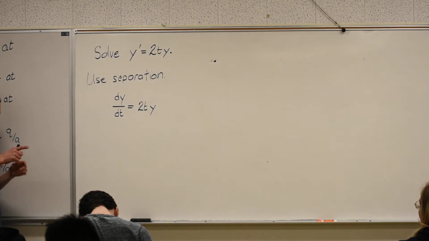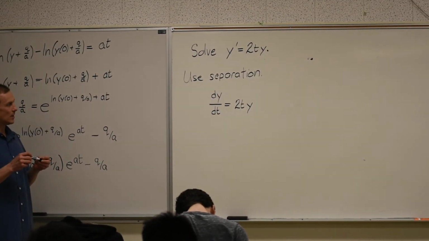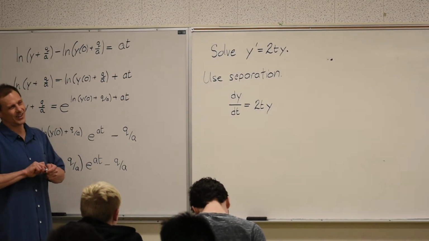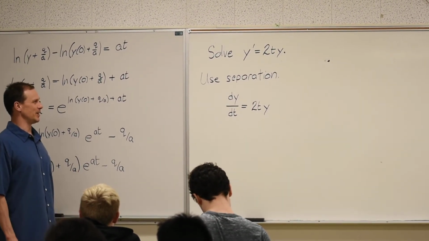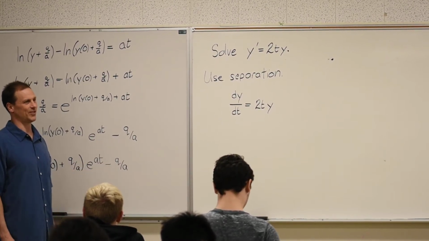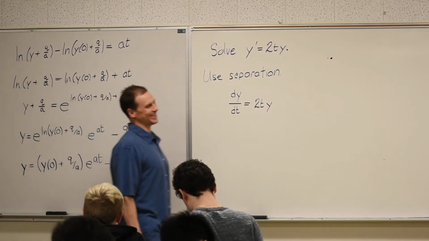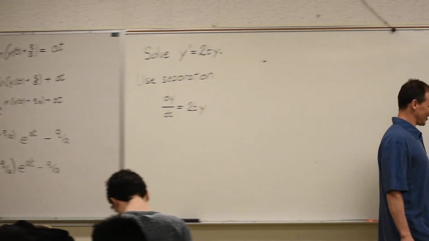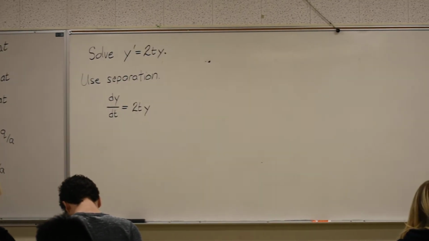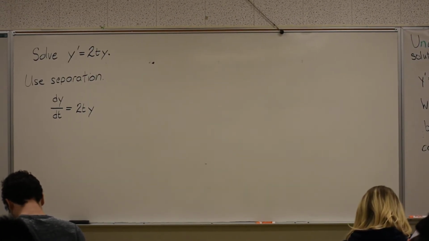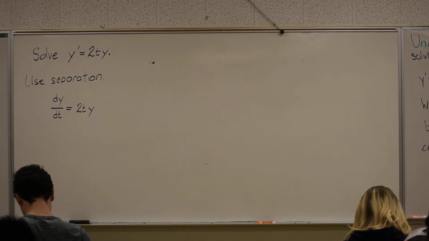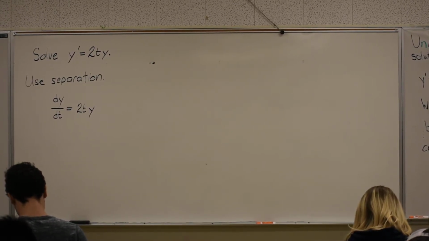Assuming y not 0. Yes, y is not 0, because if it was 0, then dy/dt equals 0 and the answer is 0. Good question. No, that's always a good concern. And that was actually something else I wanted to address today too, so remember that. Victor had a great question.